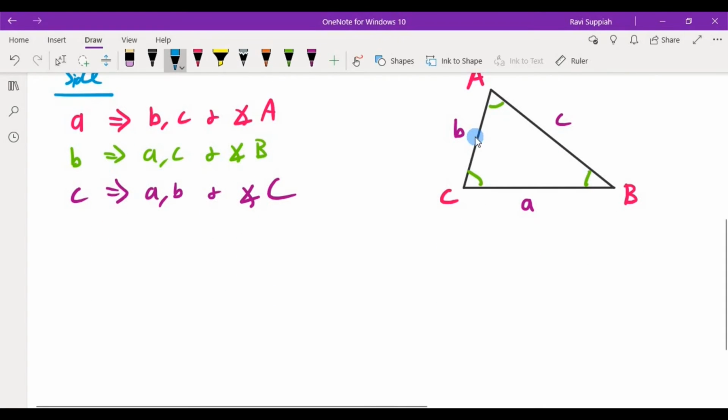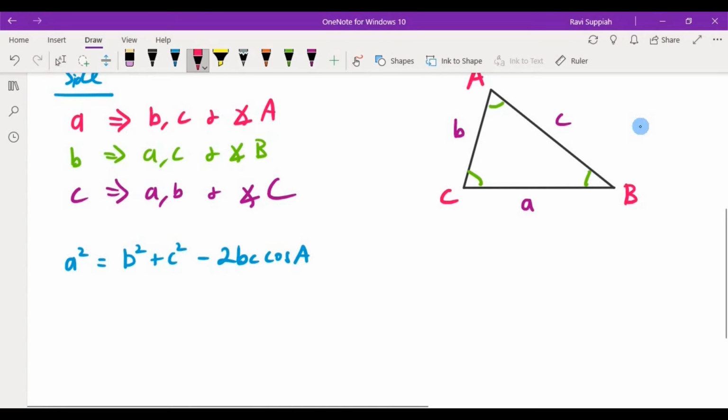So to calculate the side, you can say A square equals B square plus C square minus 2BC cosine A. Alright, so as you can see, to find the side A, I must know B and C, and I must know the angle A.